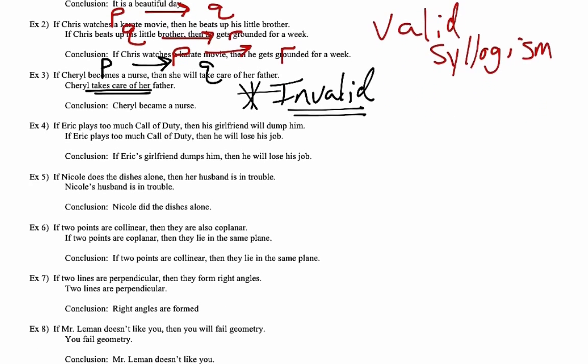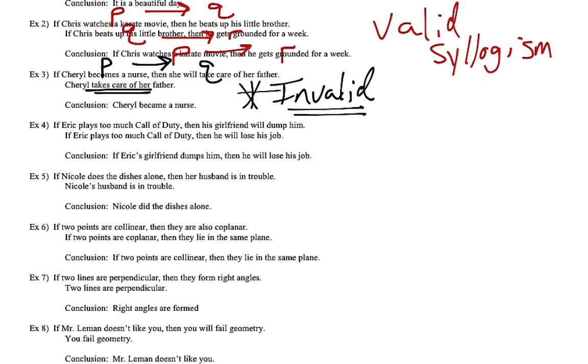Let's look at an example that doesn't work though. In example number 4, I have two if-then statements. That's a clue in that it's going to be syllogism. If Eric plays too much Call of Duty, so there's a hypothesis, then his girlfriend is going to dump him. That's a conclusion. If he plays too much Call of Duty, that's the same hypothesis or the same P, then he will lose his job. That's a different conclusion. So P leads to Q and P leads to R.